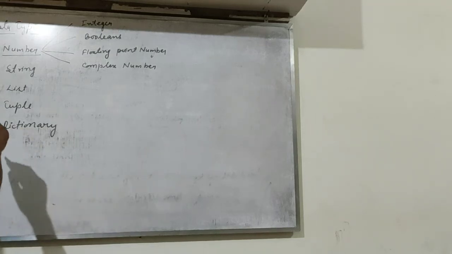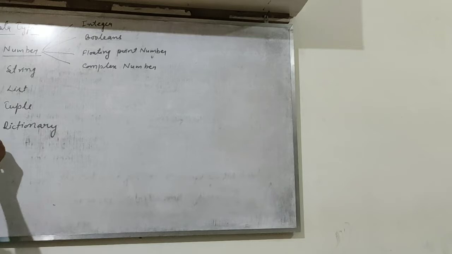Okay, today I'm talking about data types. It is the next chapter, and there are different data types: number data types, string data types, list data types, tuple data types, and dictionary. These are the data types, as you know, and you are also familiar with the number data types.